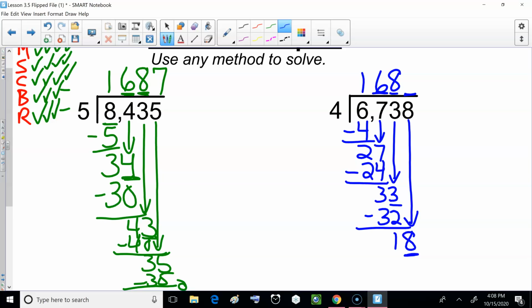4 can go into 18. Well, 4 times 5 is 20. That's too much, but it's pretty close, so I'm going to go with the 4. 5 times 4 is 16. 18 minus 16 is 2.